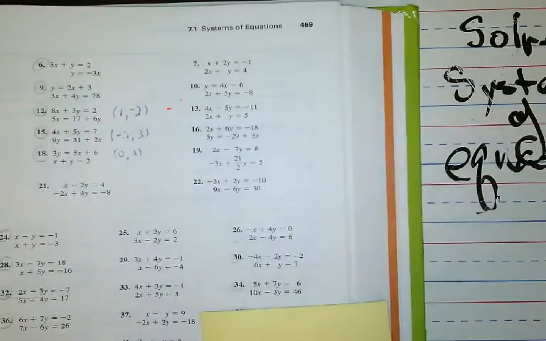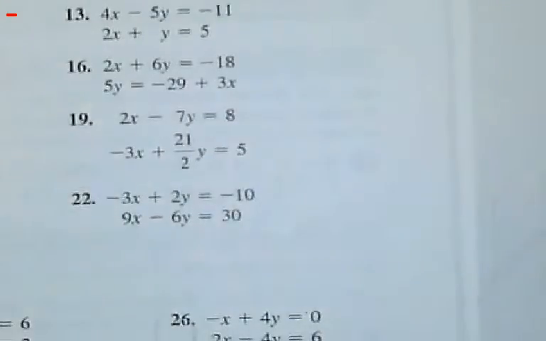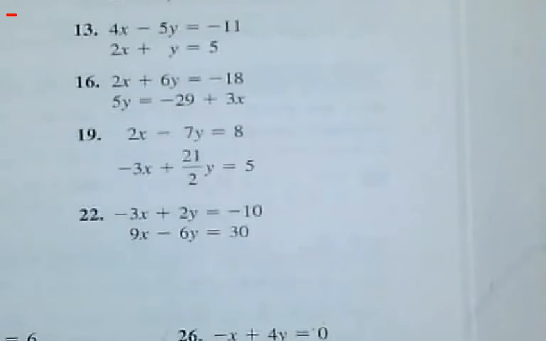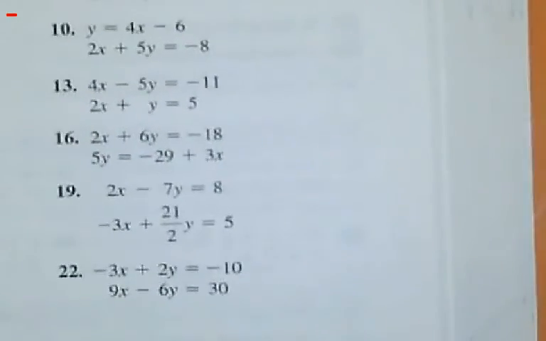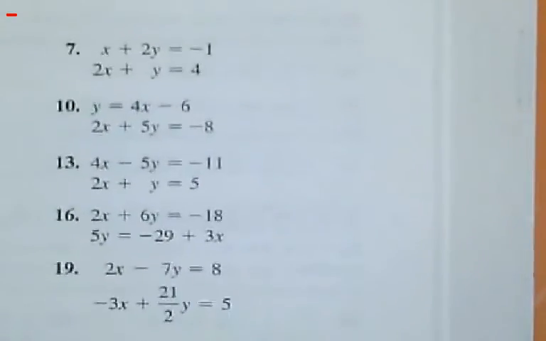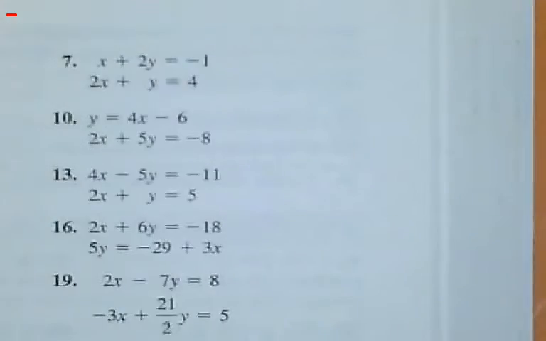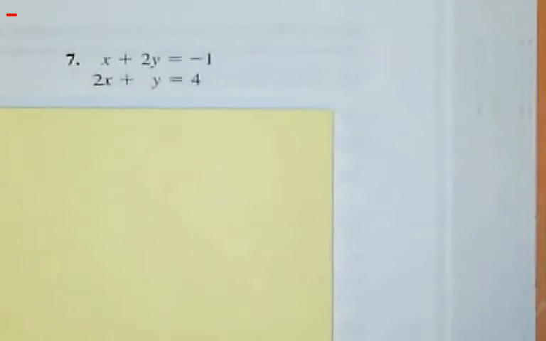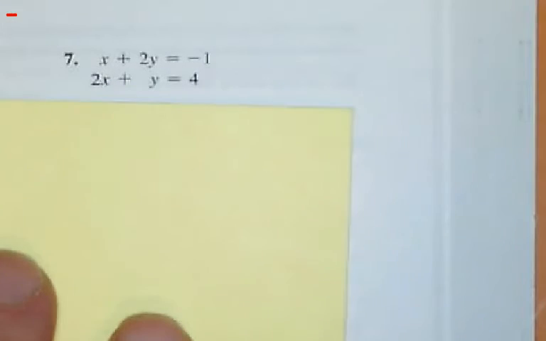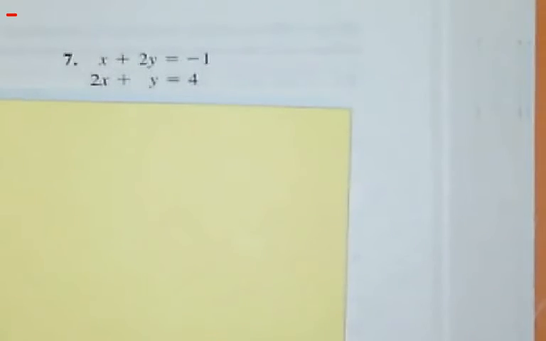So let's look at something like this. Which one do we want to do? Doesn't matter really. We're going to be doing substitution, so we can do the first one here. That's pretty standard. You've got two equations. You're trying to find the place where they cross, and the method that we are using is called substitution.